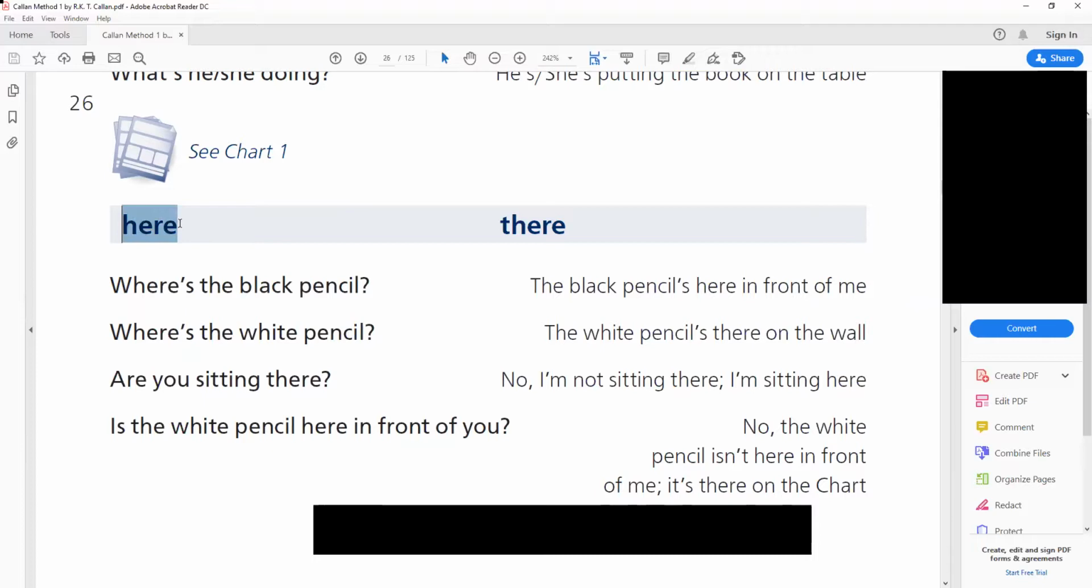Here. ¿Quién sabe qué es here? Aquí. Allá. So where's the black pencil? Where's the black pencil? The black pencil's here, in front of me. Where's the white pencil?